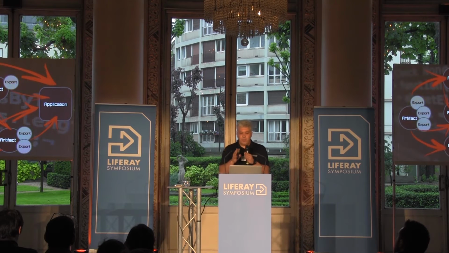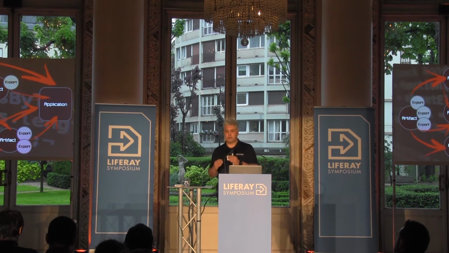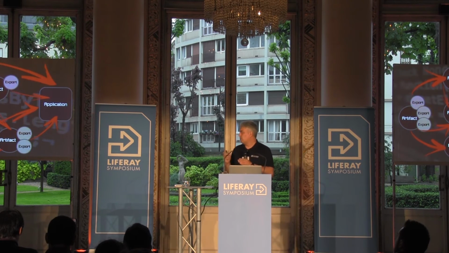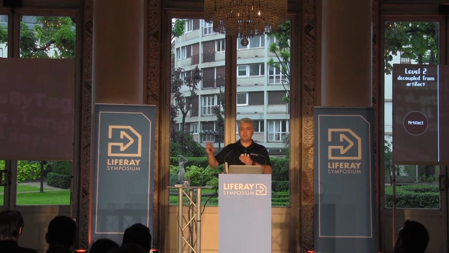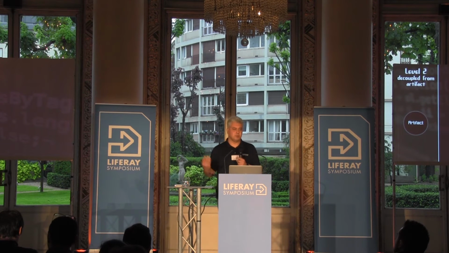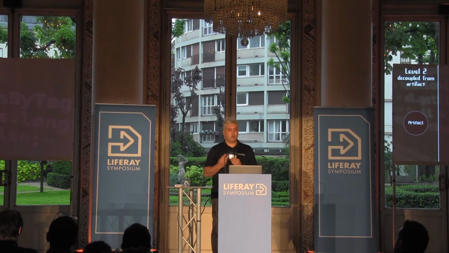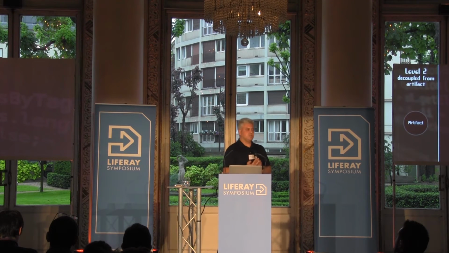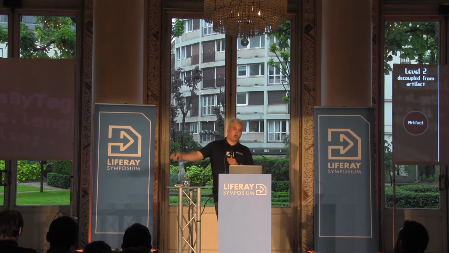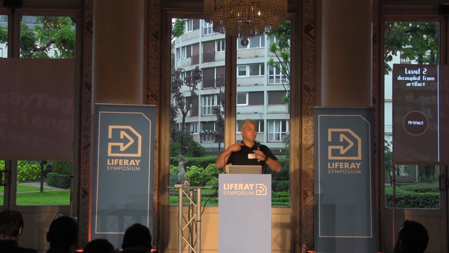Okay, so now that we have this concept, let's see how we reach particular levels with OSGi. I'll skip level 1 because it's obvious. You don't even need OSGi for that. So we'll start from level 2. In level 2, you want to get yourself decoupled from the artifact. So you want an identity. You don't want to refer to a jar file, but you want to refer to a module.